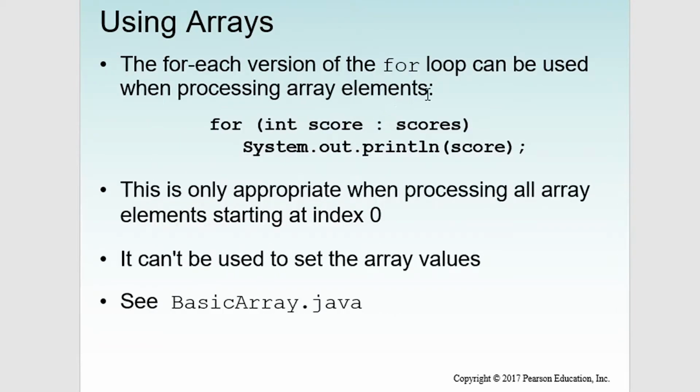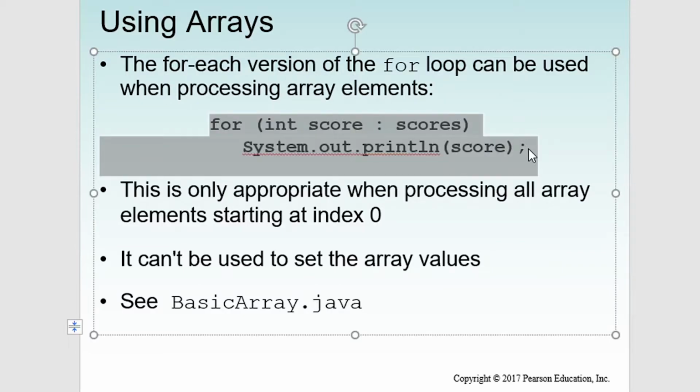The for-each loop version of the for loop can be used when processing an array of elements. So here they're using the for-each loop for scores, and they're printing out the values. This is only appropriate when processing all array elements starting at index 0. It can't be used to set the array values. See BasicArray.